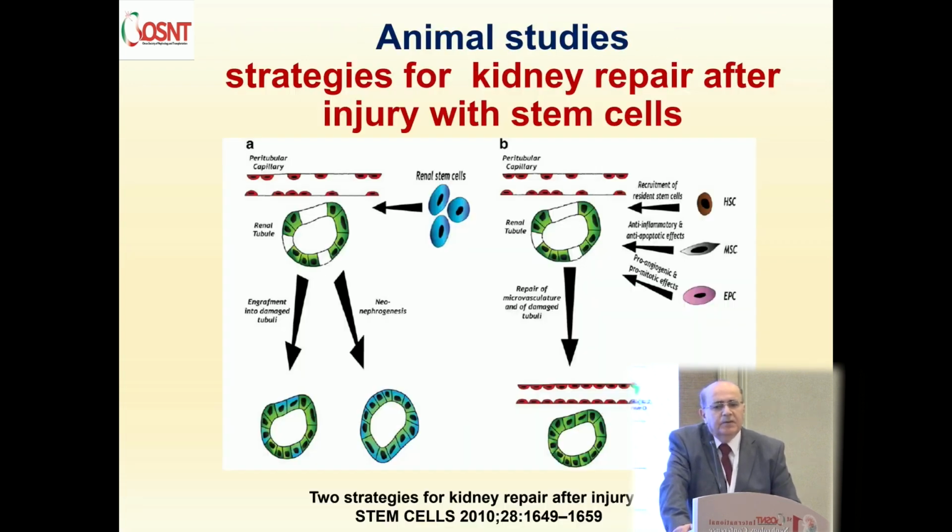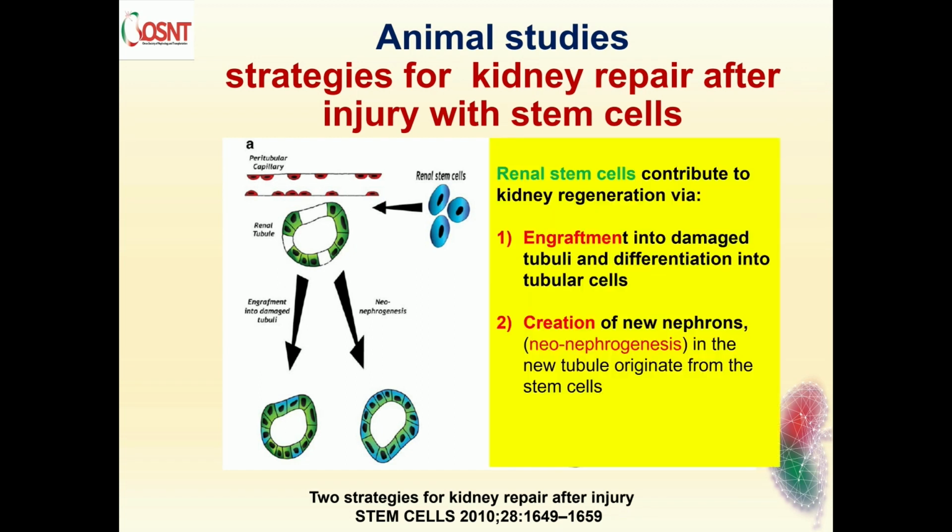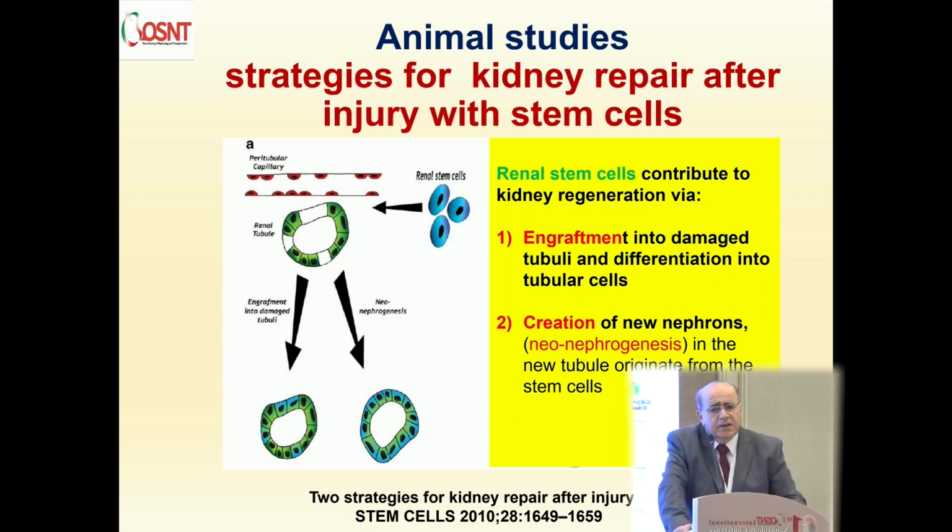These are strategies in animals for kidney repair after injury with stem cell. So we inject stem cell into animals who have kidney injury, using either renal stem cell or extrarenal stem cell. So by using renal stem cell, these stem cells contribute to kidney regeneration via either engraftment into damaged tubule and differentiate into normal tubular cells, or creation of a new nephron, which is more complicated and more effective. We call it neonephrogenesis, in which the new tubule originates from stem cell.